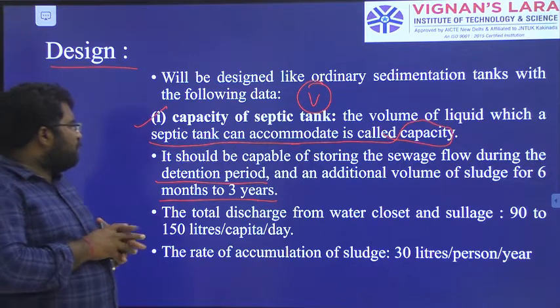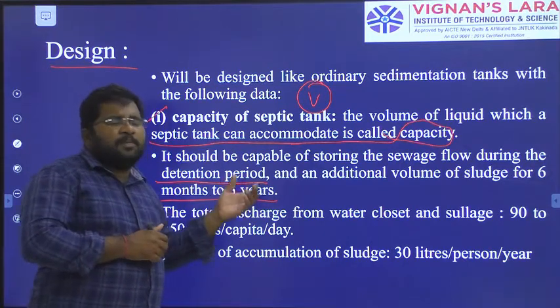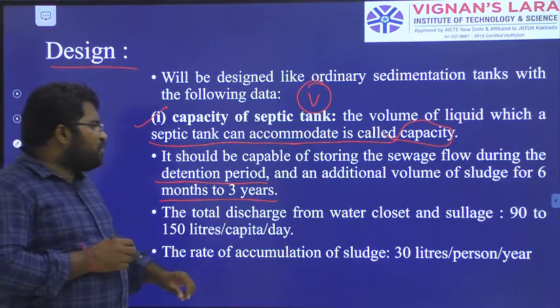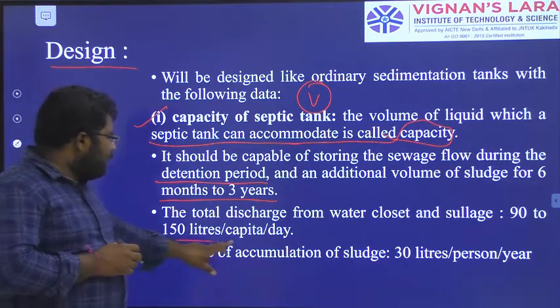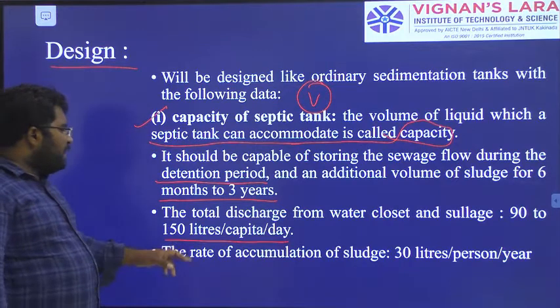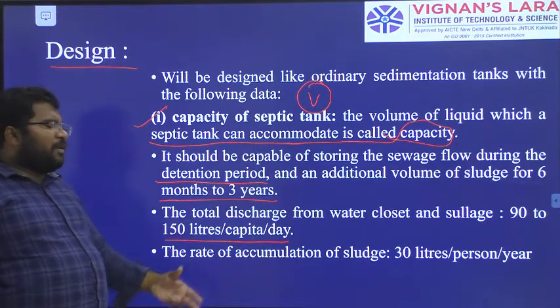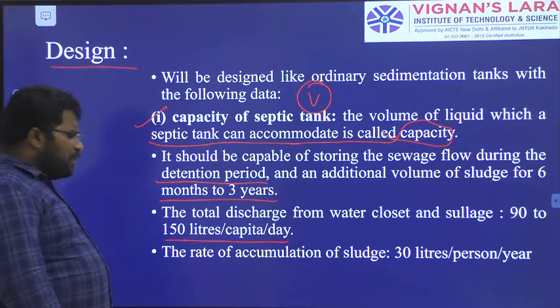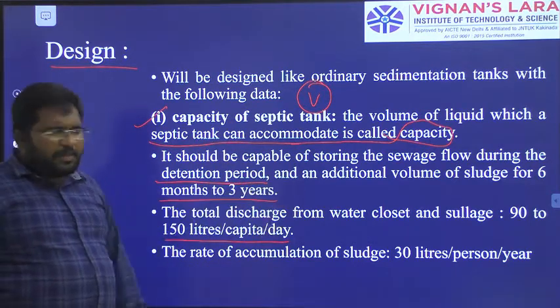Sewage is kept for a detention period of 6 to 12 months and not exceeding 3 years, right? The total discharge from the water closet and sludge will normally be 90 to 150 liters per capita per day. This is the total water content coming from the water closet as well as bathrooms and kitchens, right?